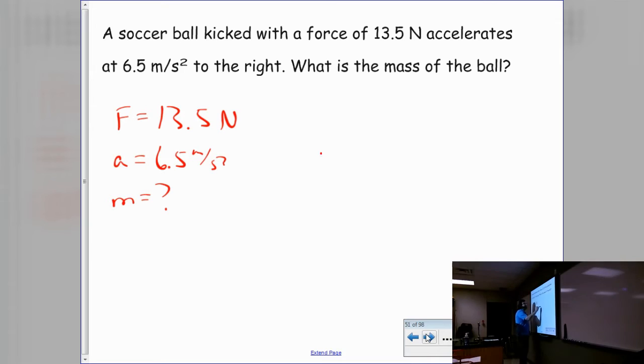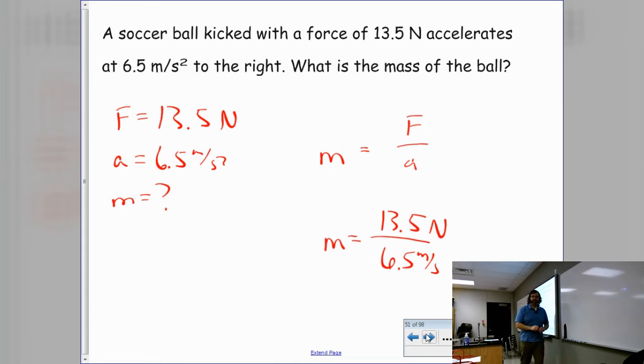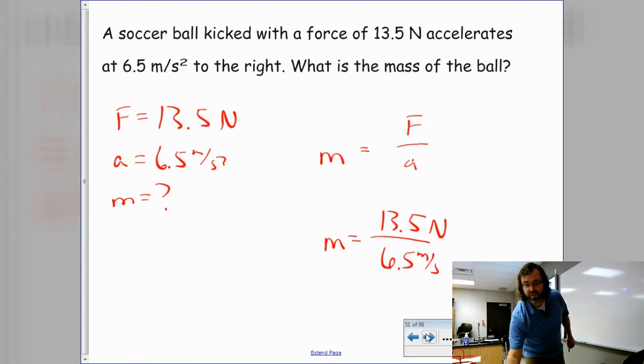If that's the case, mass equals force divided by acceleration. So our force is 13.5 and our acceleration is 6.5 meters per second squared. So 13.5 divided by 6.5.